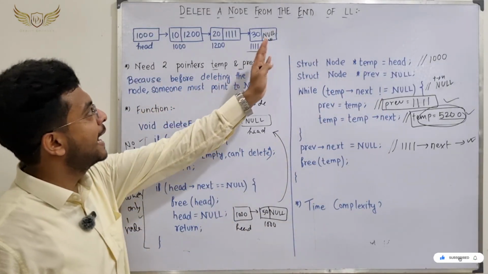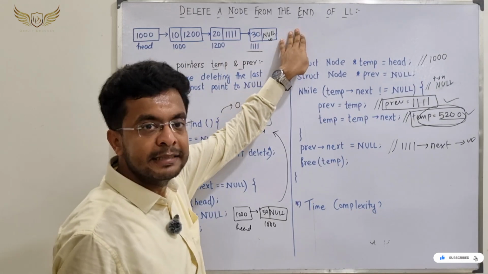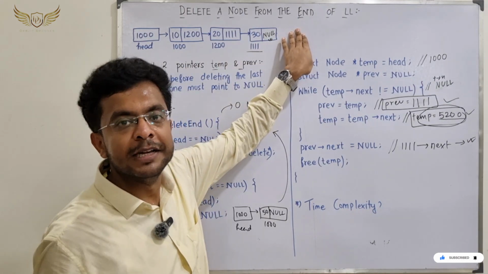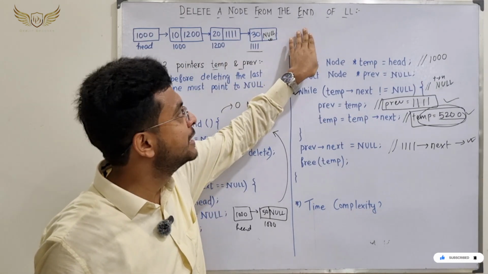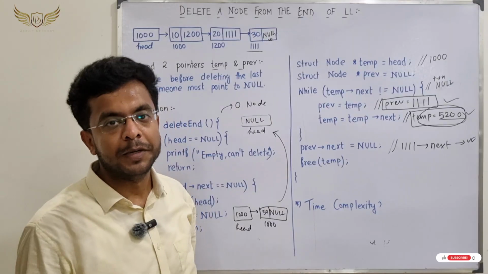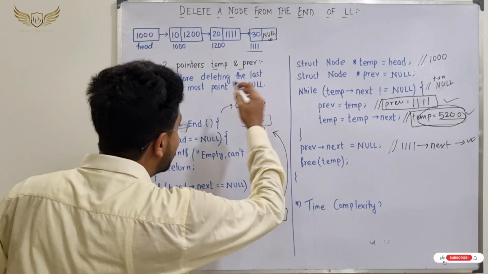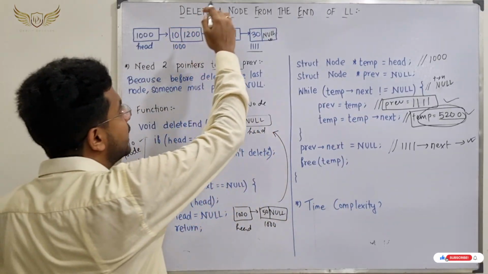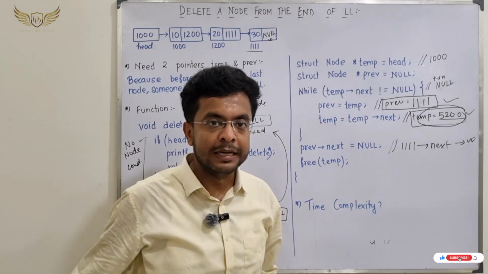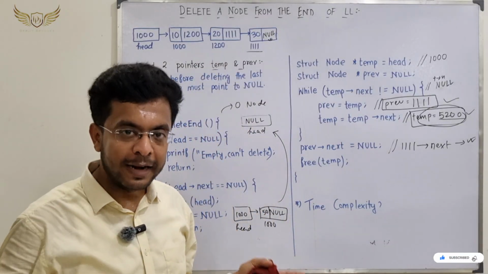Right? Now it is absolutely done. Neither is it existing, nor has the memory been wasted. So the memory is free for use for other purposes. So that is exactly how this deletion of a node from the end of a linked list works, right?